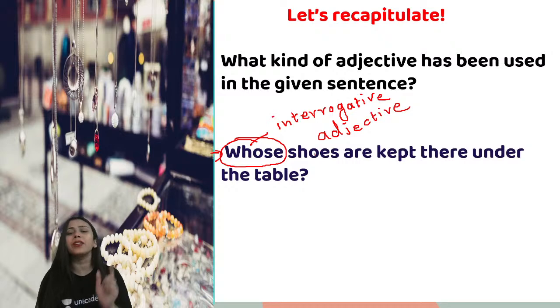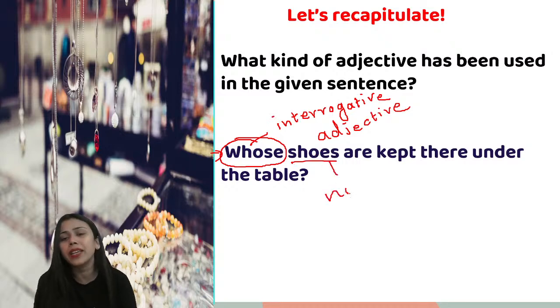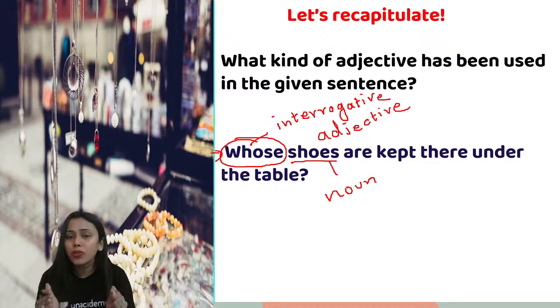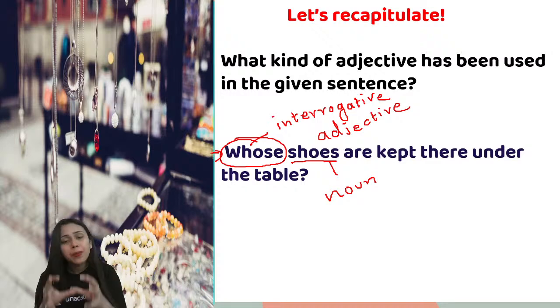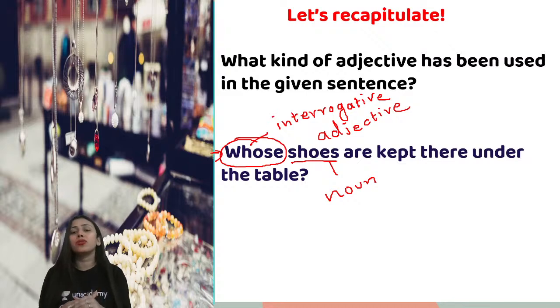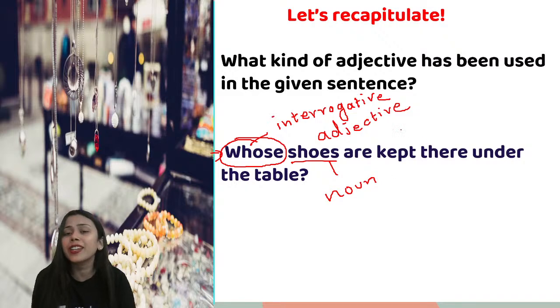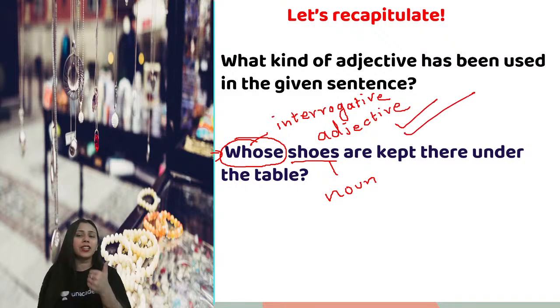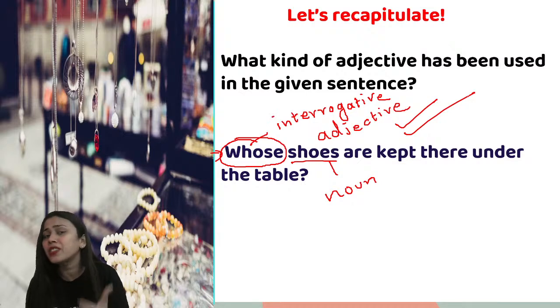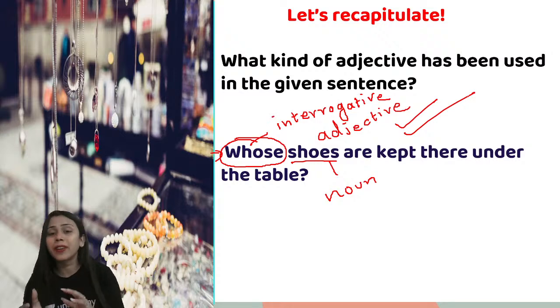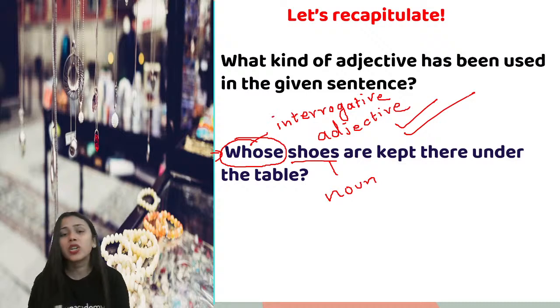Because this adjective we have used before this noun to modify the noun by asking a question. The kind of adjectives with which we modify a noun by asking a question are called interrogative adjectives, because interrogative itself means questioning. Such adjectives we use to modify the noun by asking questions. Yes, there's a question mark also.